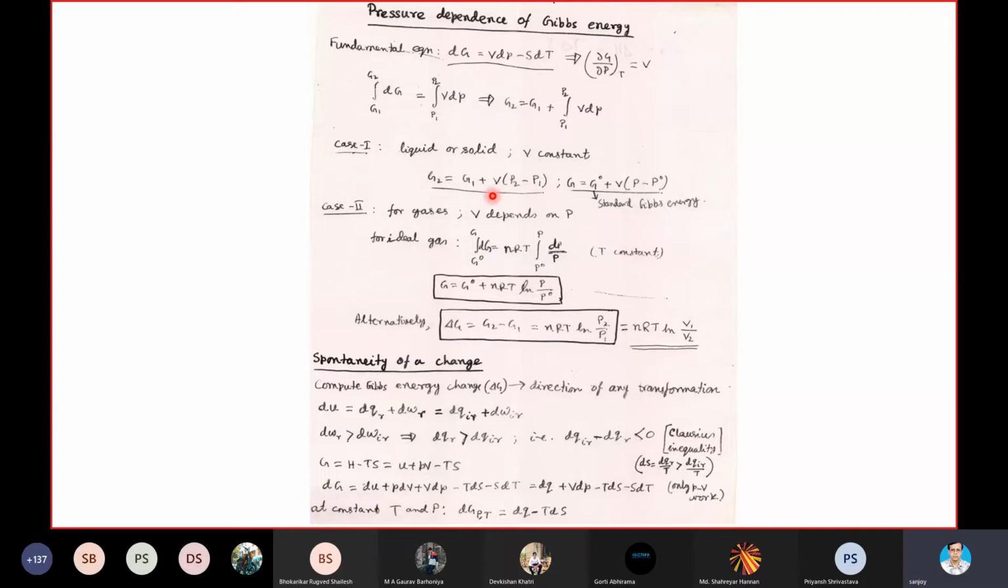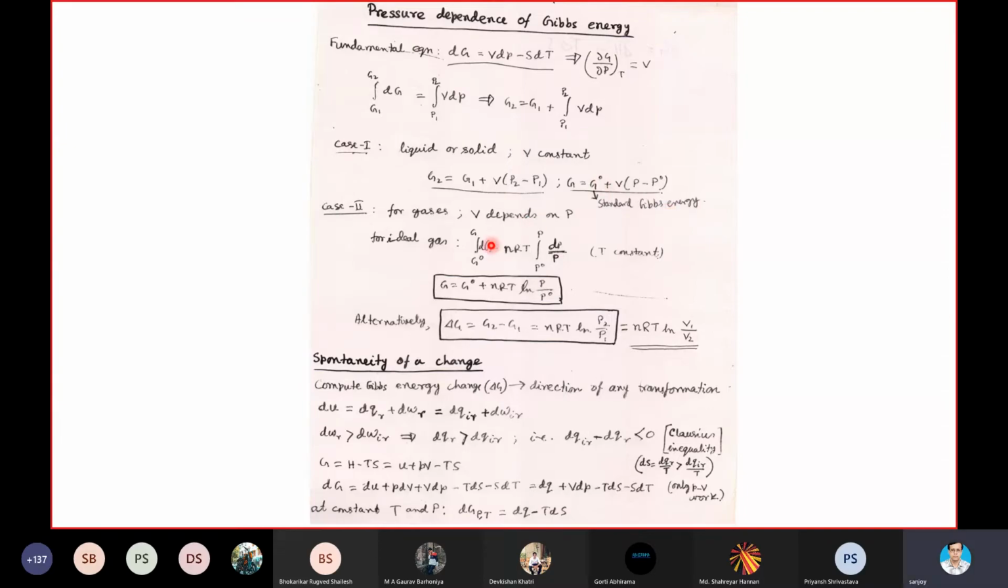So if you know the value of Gibbs energy at a particular pressure, then you can find out what will be the corresponding G value at another pressure for liquids and solids, where the effect of pressure on volume is negligible. You can get it like this. Often, if one of the states is a standard state, then you can write it down like that. The state 1 is actually a standard state, so you write the corresponding standard Gibbs energy, standard pressure, and so on.